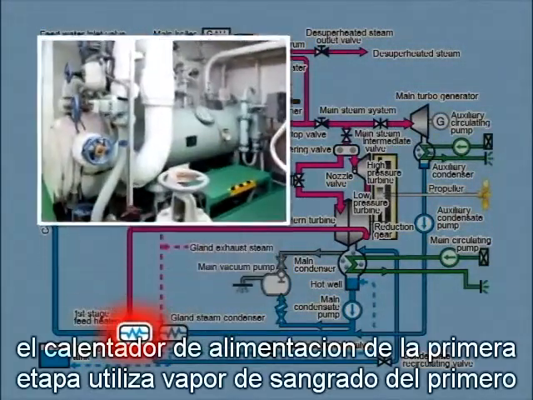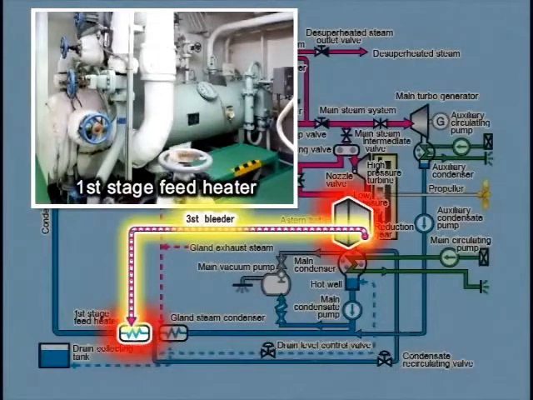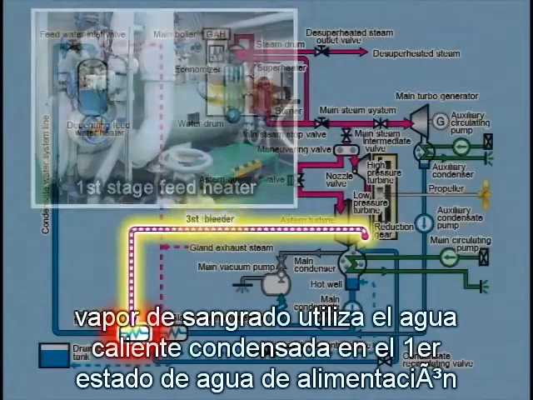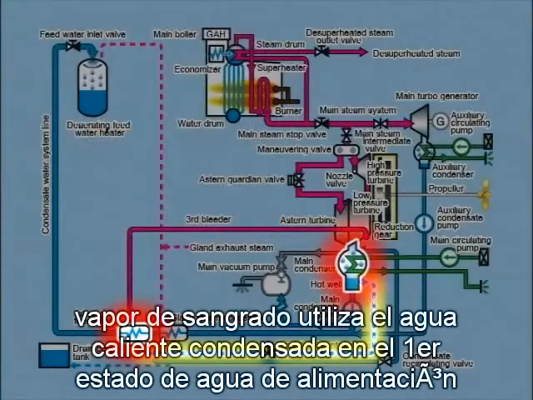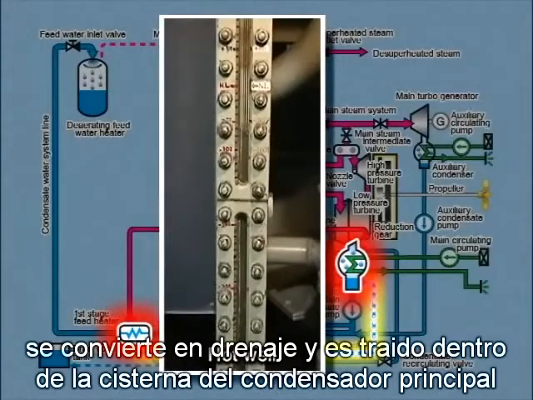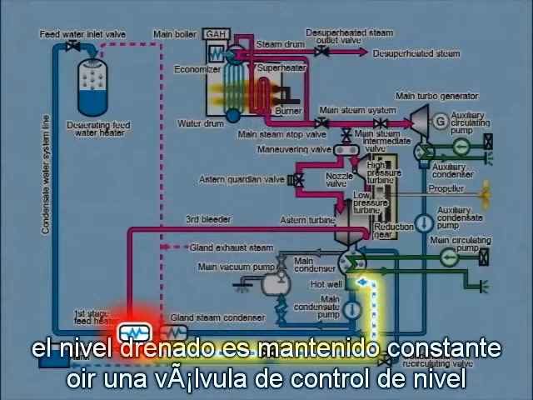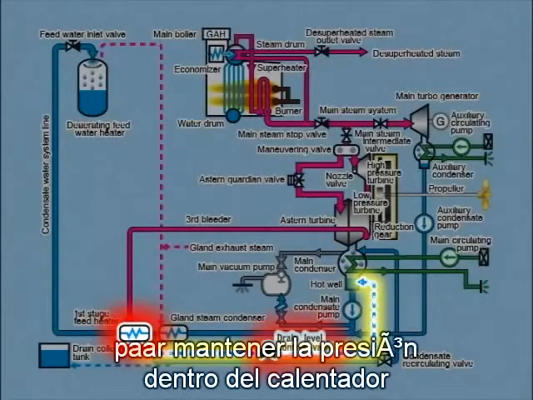The first stage feed heater uses third bleeder steam from the low-pressure turbine as its heat source. Bleeder steam used to heat condensate water in the first stage feed heater becomes drain and is brought into the main condenser hot well. The drain level is kept constant by a level control valve to maintain the pressure inside the heater.